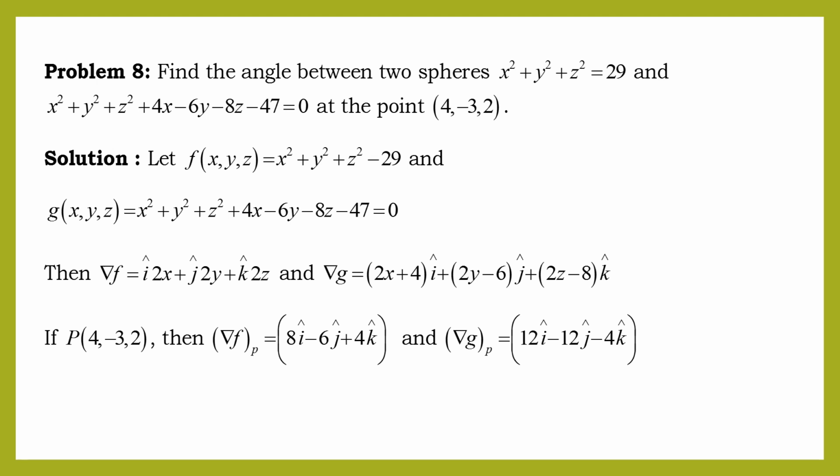Now we need to find out del g at the point P, which is the normal to the surface g at the given point P. To find out del g at P, we need to substitute x equals 4, y equals minus 3 and z equals 2 in del g. So del g at P equals 12 i cap minus 12 j cap minus 4 k cap.